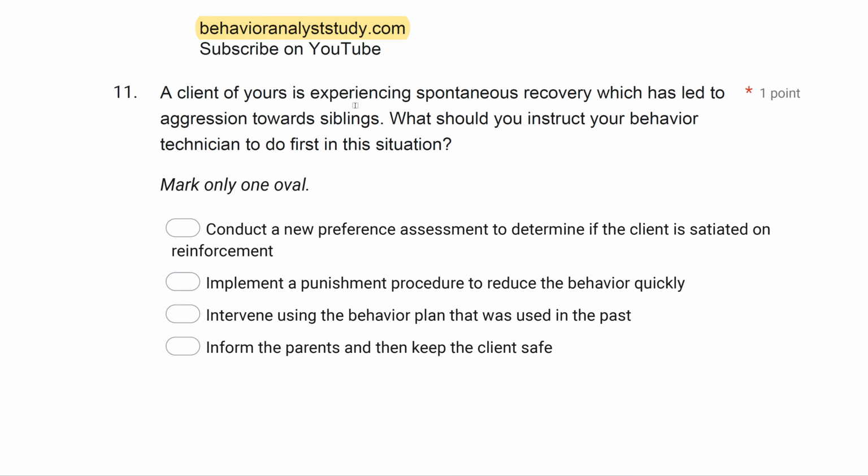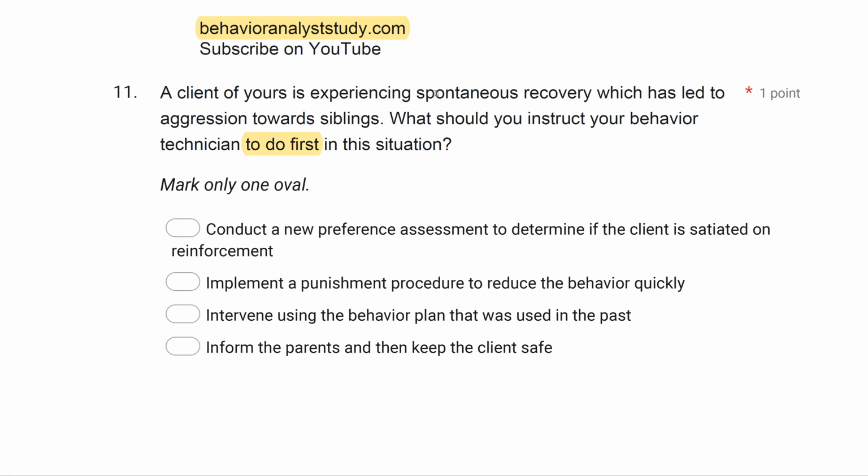11. A client of yours is experiencing spontaneous recovery, which has led to aggression towards siblings. What should you instruct your behavior technician to do first in this situation? So the question is asking about what we do first. And these little caveats and details in the questions are very, very important. That's how the questions are going to increase in difficulty. That's how you're going to get tripped up if we're not slow and careful. And so that's why we do all of our work up front in the question before jumping to the answer choices.